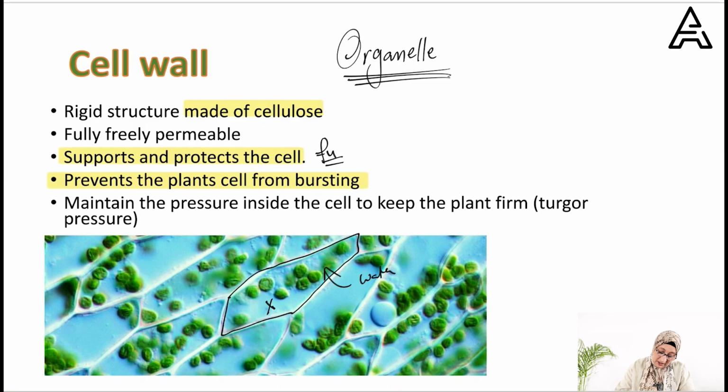Okay, so I can say it prevents bursting of the cell and it maintains high pressure inside the cell to keep the plant cell firm. So functions of the cell wall: it supports and protects the plant cell, prevents the bursting on entry of water, and maintains pressure to keep the plant firm. And we will add a little bit for this pressure concept in topic 3. One more point. It is freely permeable.